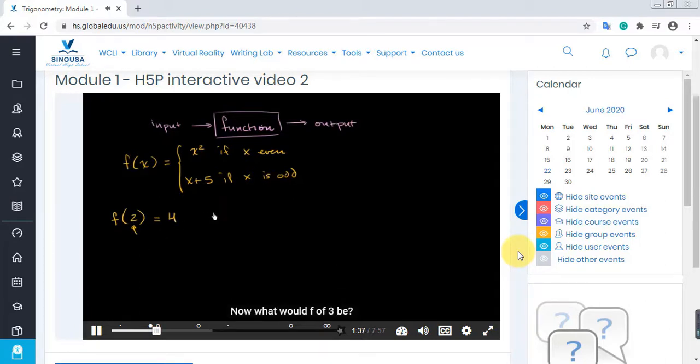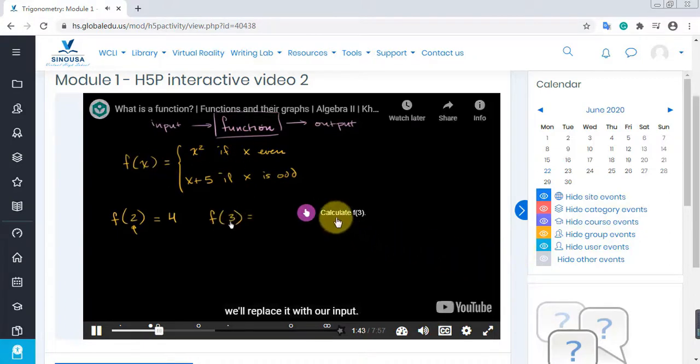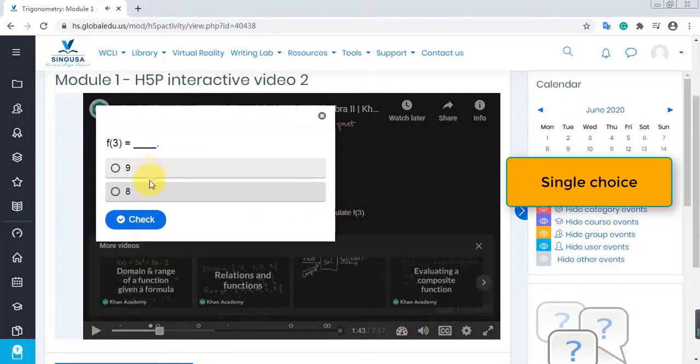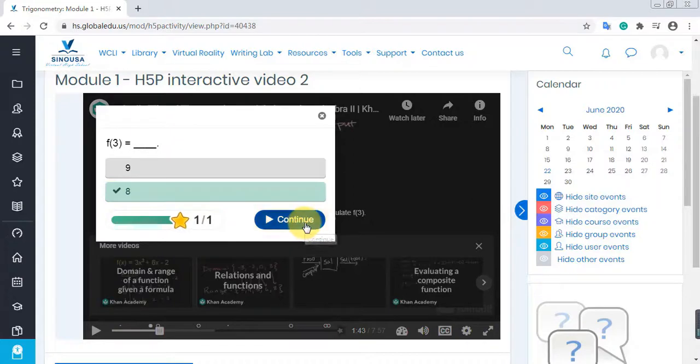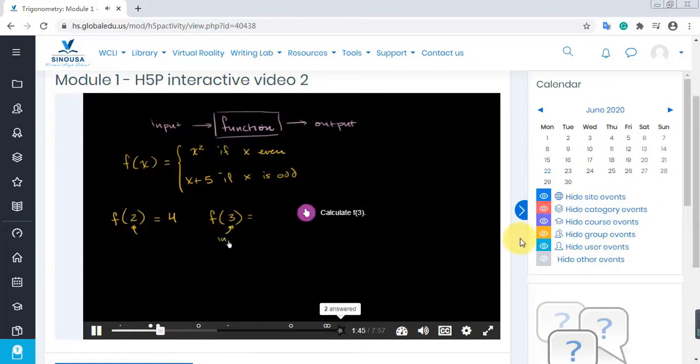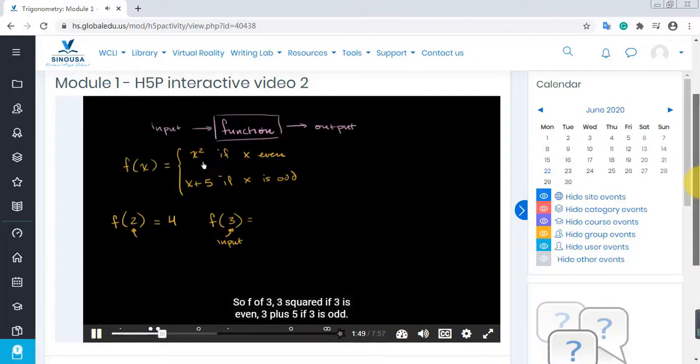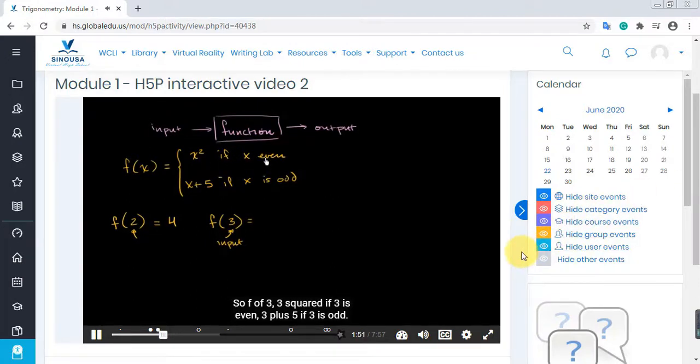Now, what would f of 3 be? Well, once again, everywhere we see this variable, we'll replace it with our input. So f of 3. So 3 squared if 3 is even, 3 plus 5 if 3 is odd.